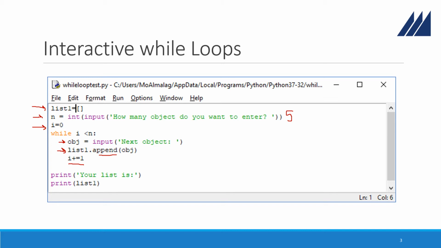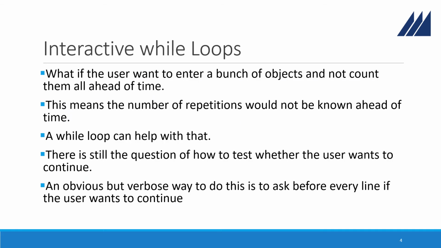So you can see over here, we did not have the condition hard-coded by the programmer. We determined the number of iterations this while loop is going to do based on the input of the user. So this is one way. Then at the end, after we finish the while loop, we just printed out the list entered by the user. This is one of the ways that we can make a while loop interactive. But let's go a little bit deeper.